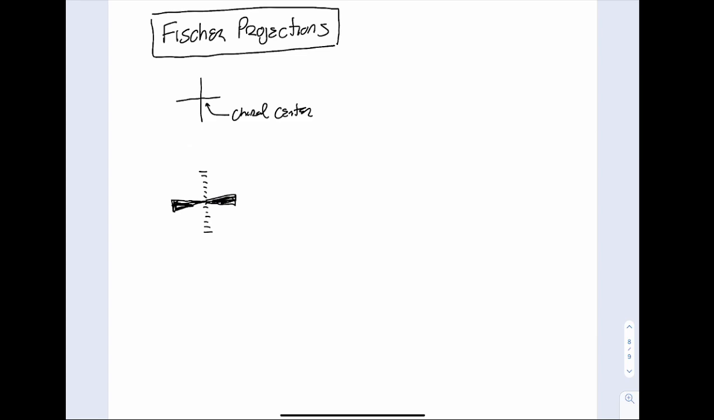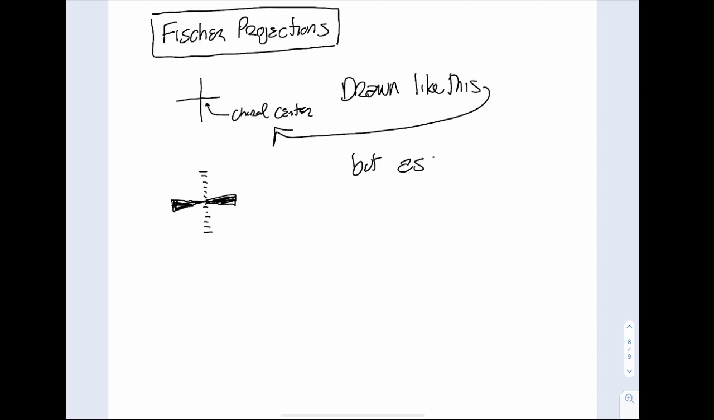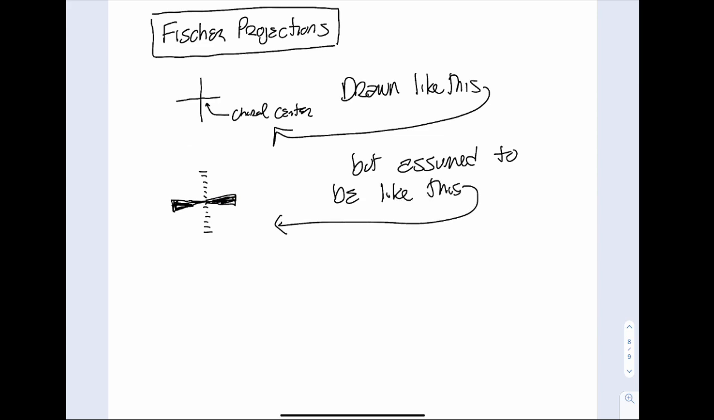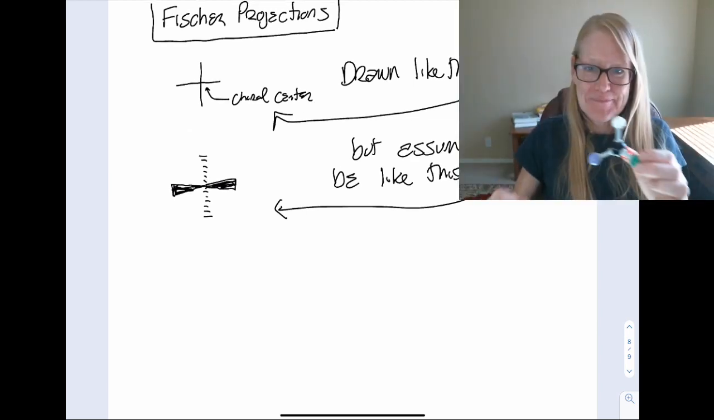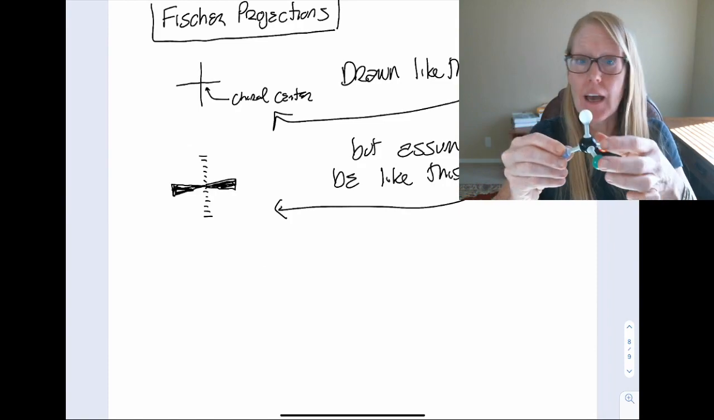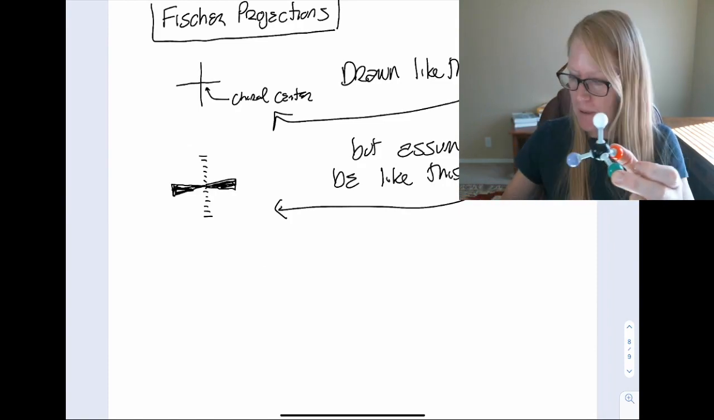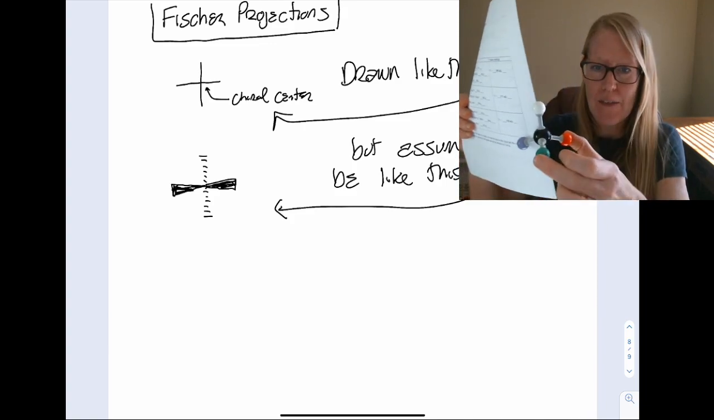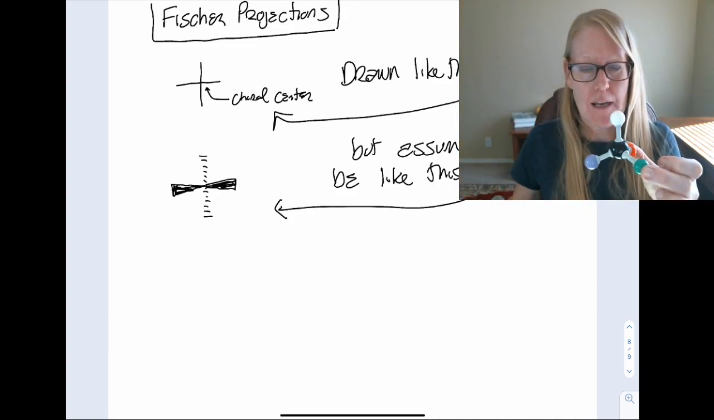So we draw it like this, right? Drawn like this, but assumed to be like this. So what we're doing is we're taking our tetrahedral molecule and we're kind of tipping it back. So I'm going to show you a model here of what that looks like. So I have our tetrahedral molecule drawn kind of normally how I would draw it, right? We have 2 in the plane. So I use my paper here, right? These 2 are in the plane, and then the green one's coming out and my orange one is going back.